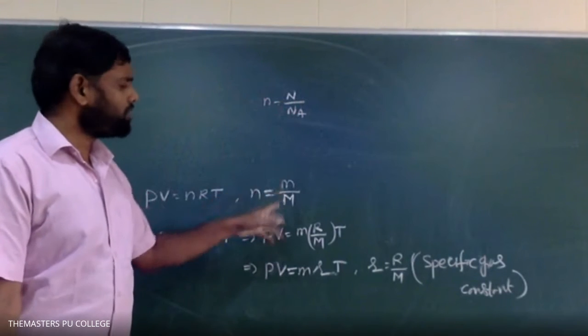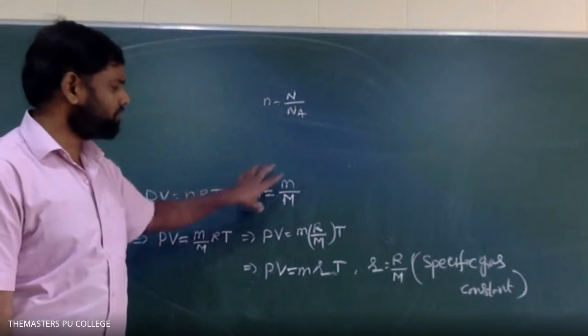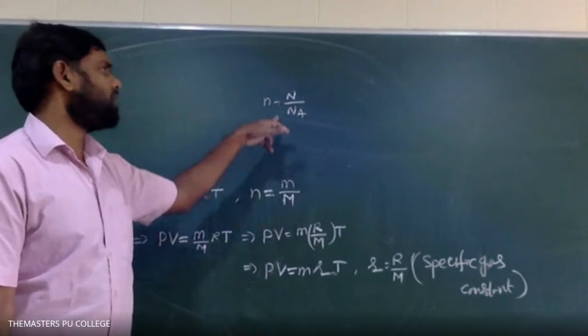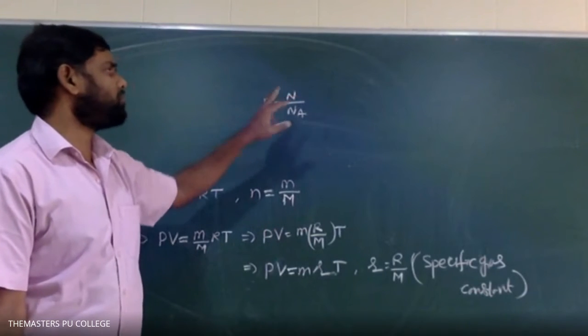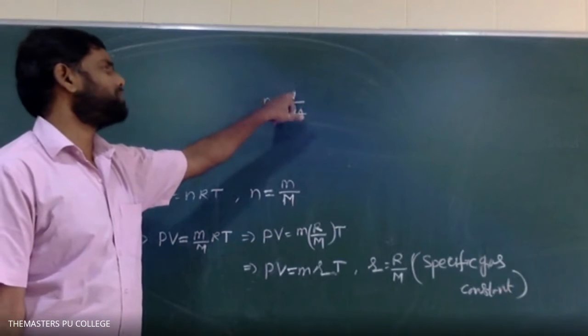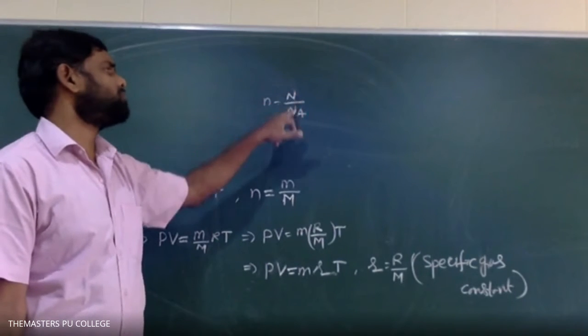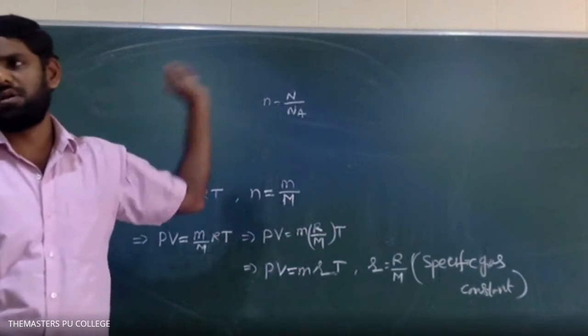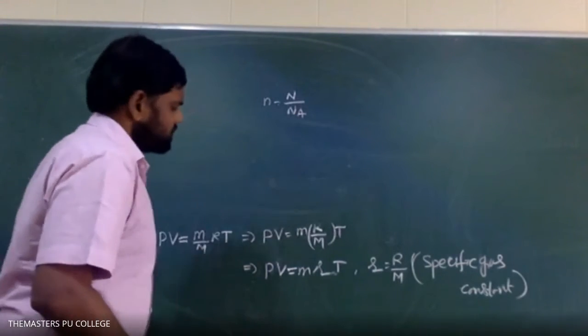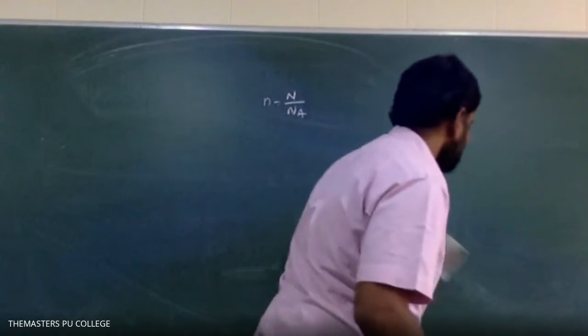Similarly, in terms of masses, we can write the formula like this: n equals mass of the gas by its molecular mass, or in terms of atoms, n equals the number of atoms. Total number of molecules to its Avogadro number, I am going to use this relation. So how can we write the second one?